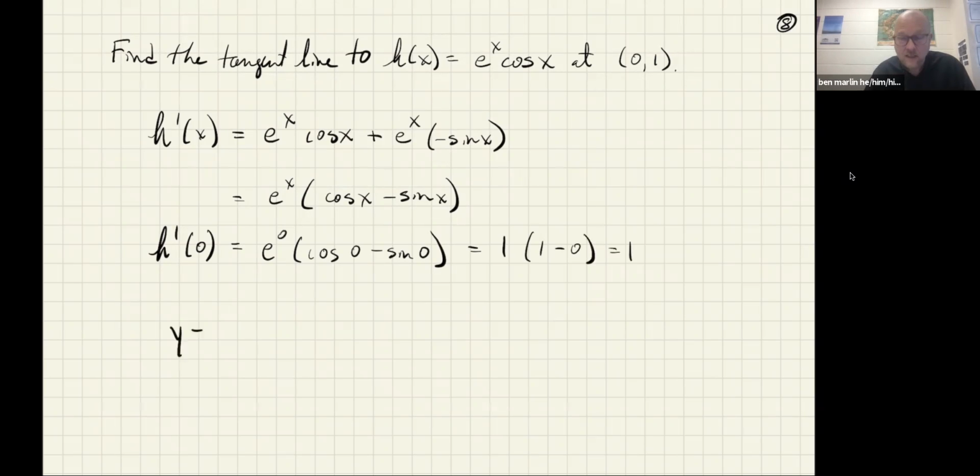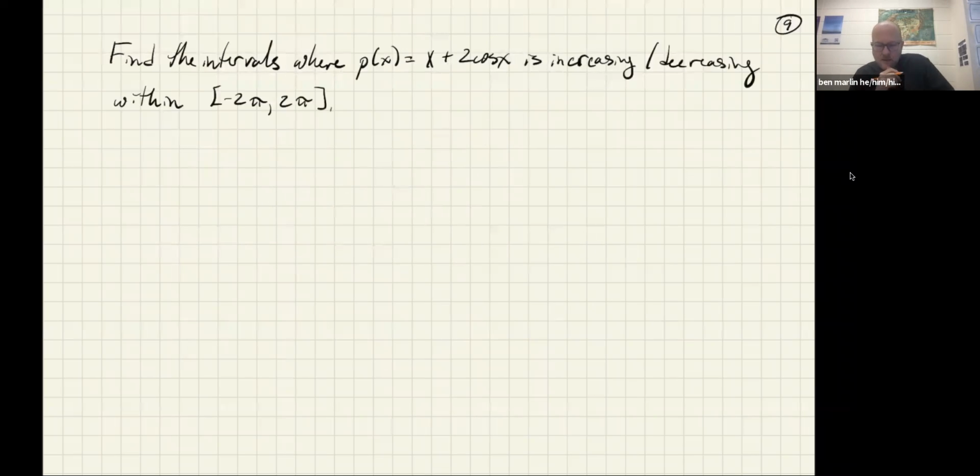So using the point slope equation of a line, y minus y naught equals m times x minus x naught. And if you want to, you can go ahead and solve and get y equals x plus 1 as your equation there. Okay, yay.